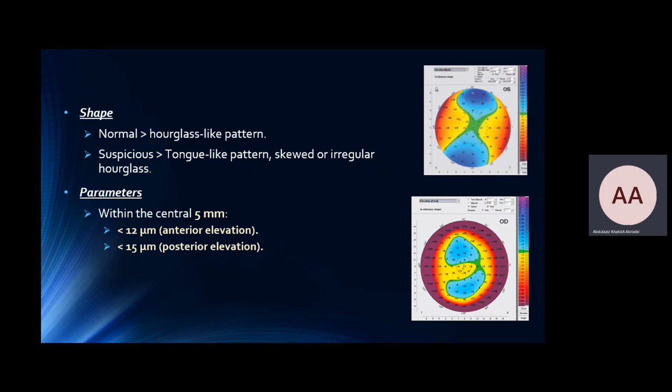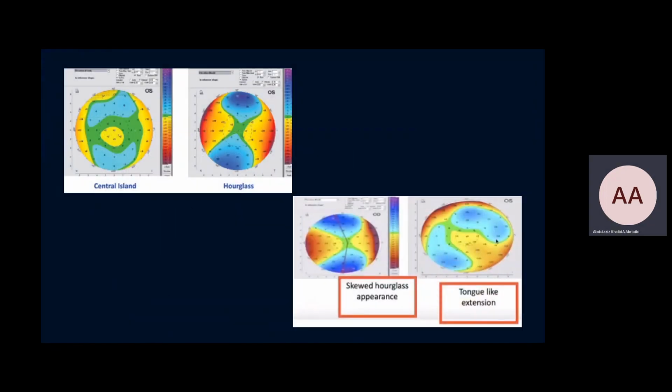Parameters within the central 5 millimeters: the anterior elevation should be less than 12 microns, and the posterior elevation should be less than 15 microns. Here we have the central island with non-displaced central island and regular hourglass. Down to the left, to the right, we have skewed hourglass appearance and tongue-like extension, which is abnormal.